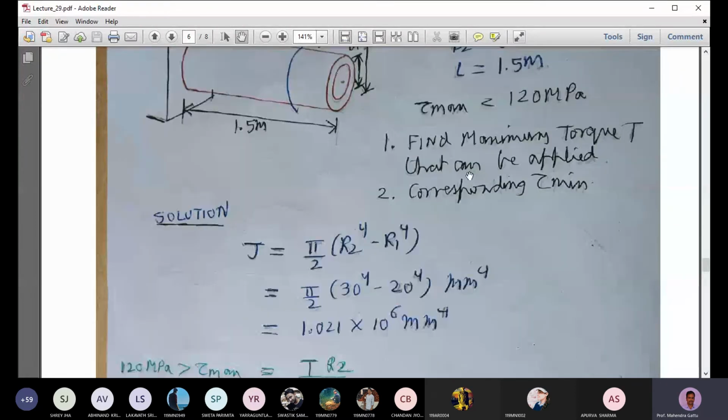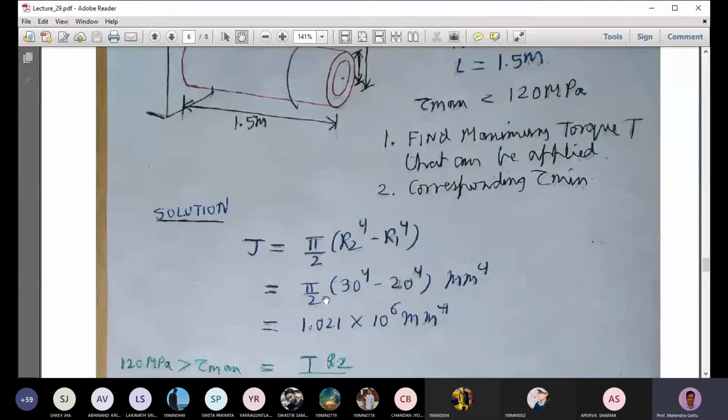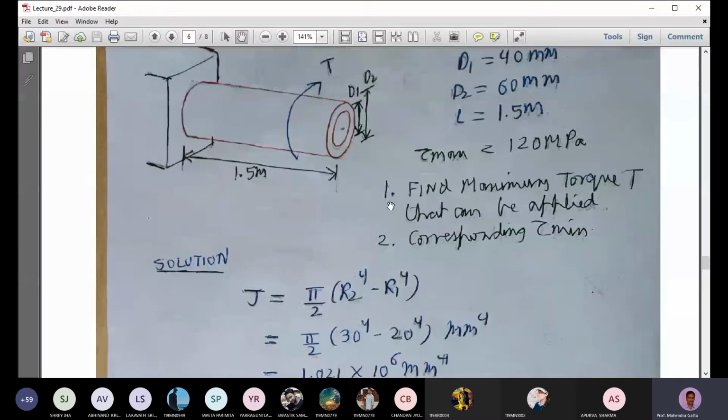That is another question. So what we will do, first thing, we'll calculate the J for this hollow section. So we'll have to use the formula pi by 2 (r2 power 4 minus r1 power 4). So r1 is 20, r2 is 30. So we substitute 30 power 4 minus 20 power 4, in millimeter power 4. So we'll get 1.021 into 10 power 6 millimeter power 4.